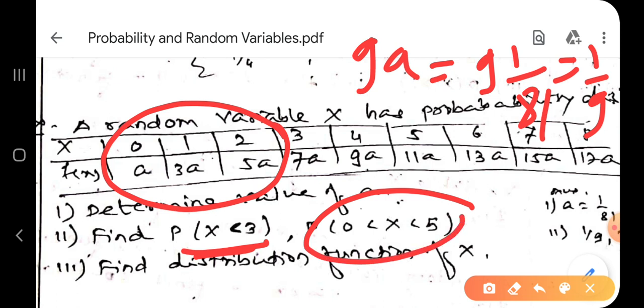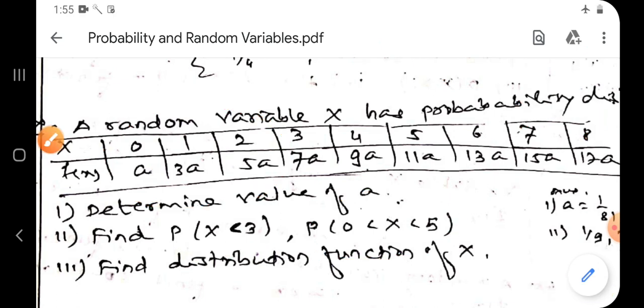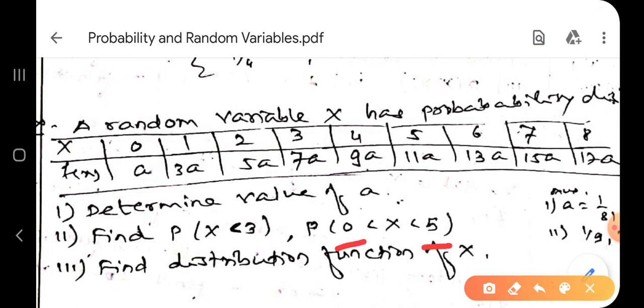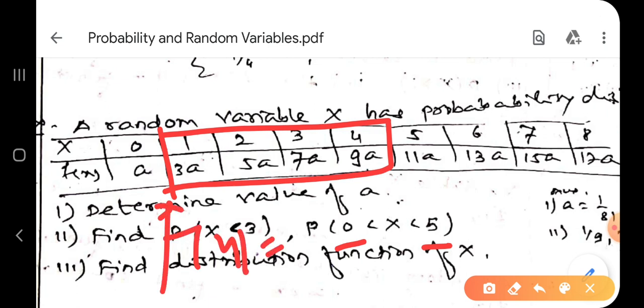Here, 0 is less than x is less than 5, meaning 0 is not included and 5 is also not included. Means 1 to 4 only. Add all and put the value of a. And for the distribution function, you have to add one by one and you will get the big formula, capital F of x, like this. You can do it yourself.